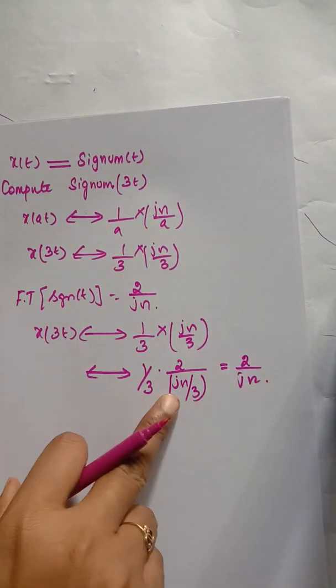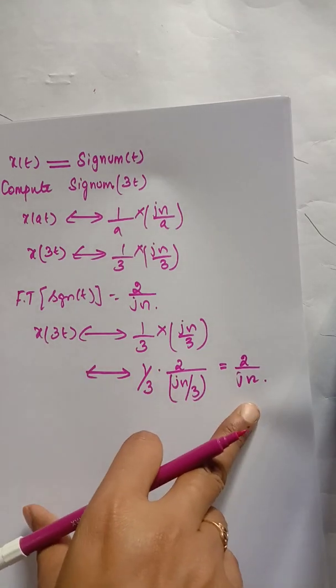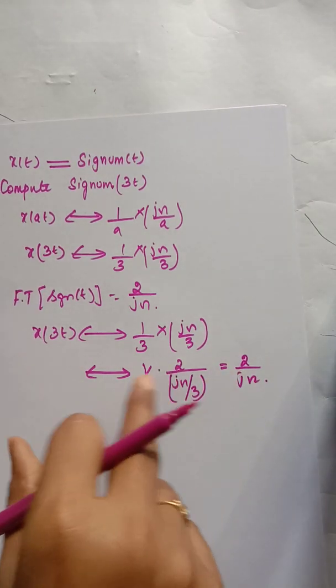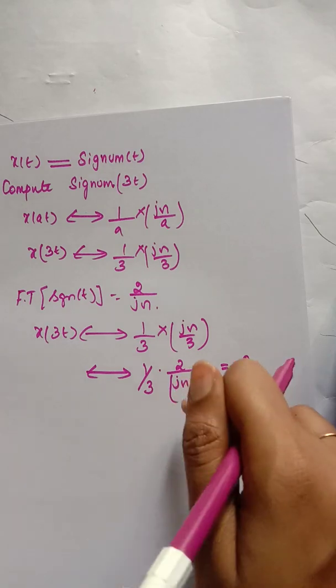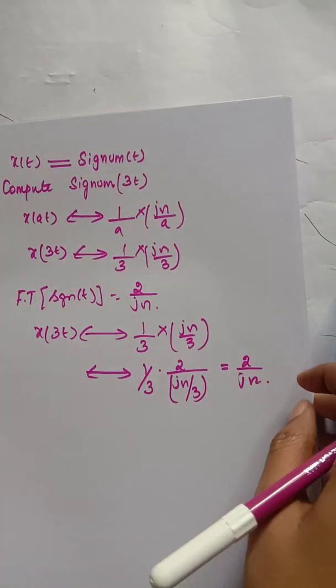Okay, so what is the meaning of this? If you perform scaling on the signum function, it stays the same. When this 3 goes into the numerator, it gets cancelled, and you will get 2 by j omega.